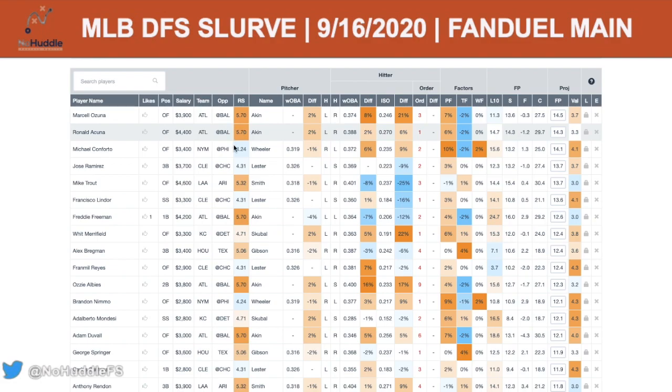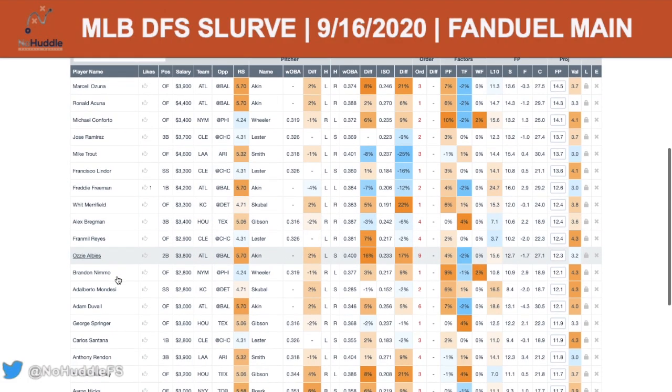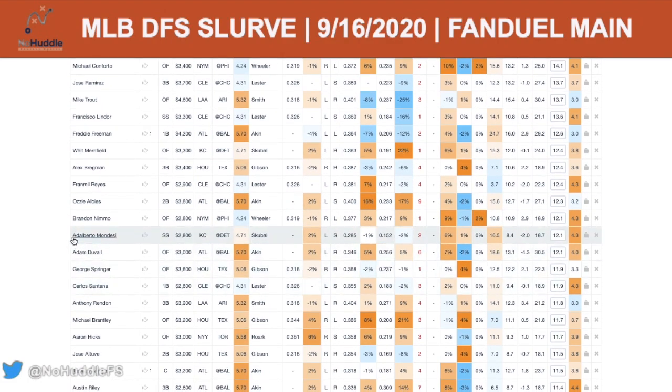Both these guys have a high projected total versus lefties. Great spot tonight. We talked about Ramirez. There's another guy I want to mention, Aldo Mondezi, if I pronounce it correctly. Really good price at $2,800 for Kansas City versus a lefty in Skubal.